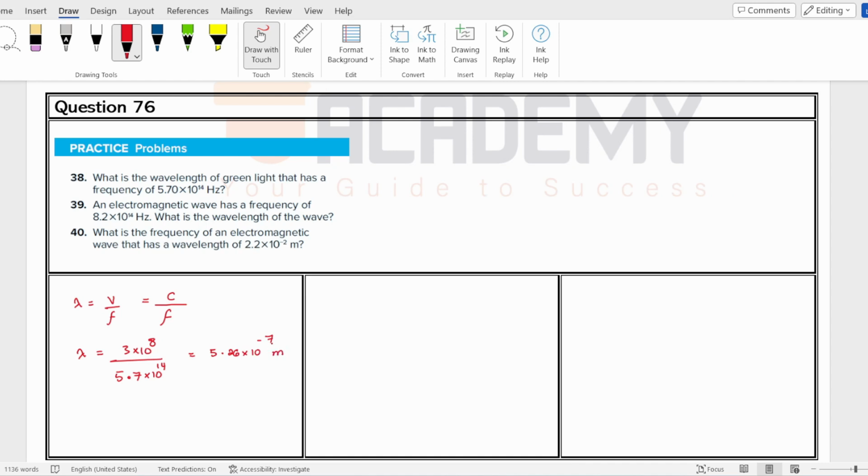An electromagnetic wave has a frequency of 8.2 times 10 to the power 14. What is the wavelength of the wave? Again, we will solve it in the same way. The speed is not mentioned, so we will assume that it's moving with the speed of light in vacuum. In that case, lambda will equal the speed of light, which is 3 times 10 to the power 8, divided by the frequency given in the question, which is 8.2 times 10 to the power 14.